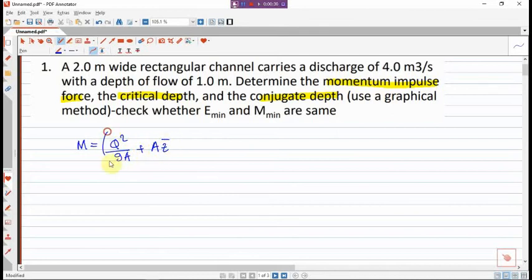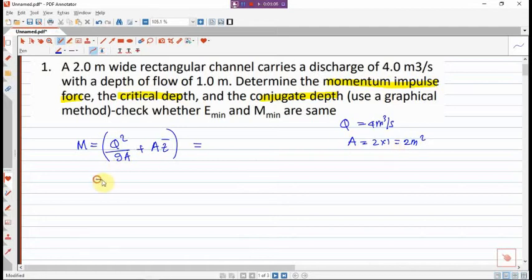This is the equation to find the momentum impulse force. So the Q is already given, equal to 4 meter cube per second. The area is 2 meter width and 1 meter depth. So area is 2 into 1, 2 meter square. So the z bar, it is a rectangular channel, right? So the z bar should be depth divided by 2, that is 0.5.